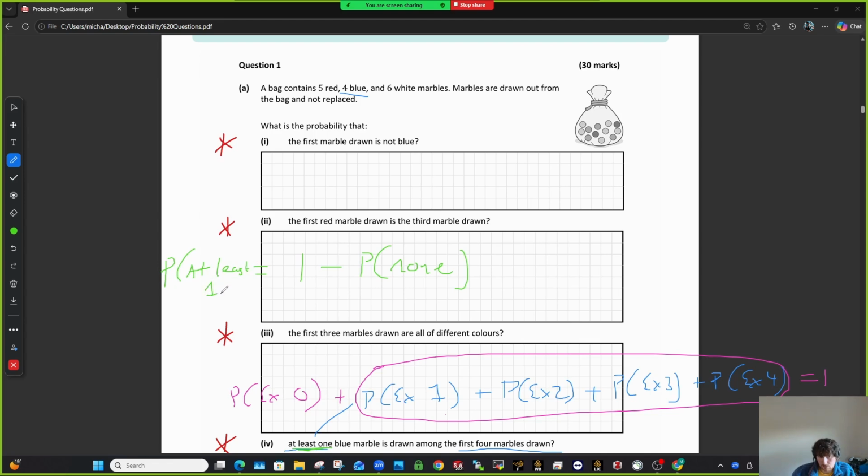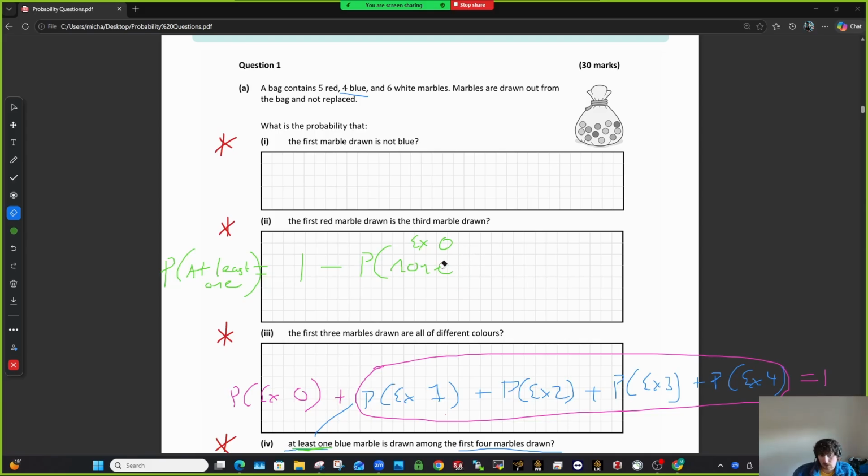at least 1. I'll spell out the word 1 as well. Okay, so that's something for your flashcards if you didn't know that. At least 1 is quickly gotten from going 1 minus none. And none means exactly 0 in this question. That's drawing exactly 0 blue marbles, okay? So you only need to work out one scenario and take it away from one and you get the probability of at least 1.